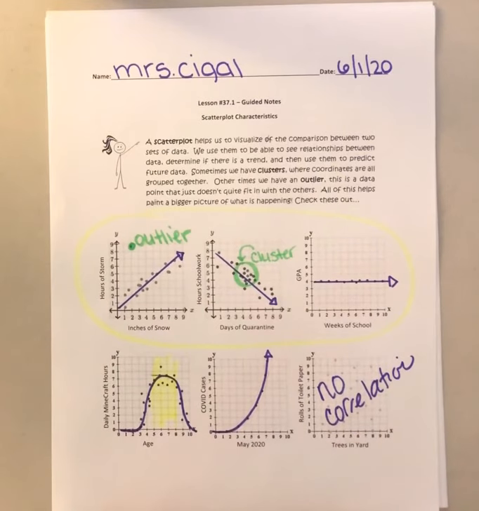So I'm going to say there is no correlation. Not only just not linear, but there's just no relationship, which makes sense. You wouldn't expect there to be a relationship between the number of trees you have in your yard and the number of toilet paper rolls you have.